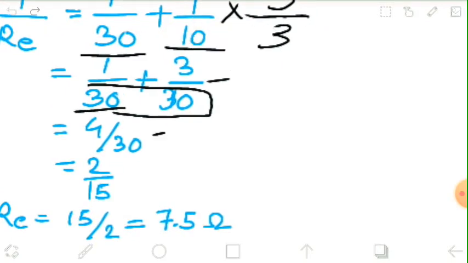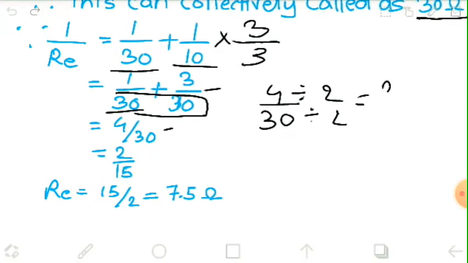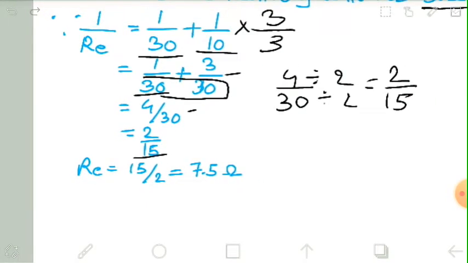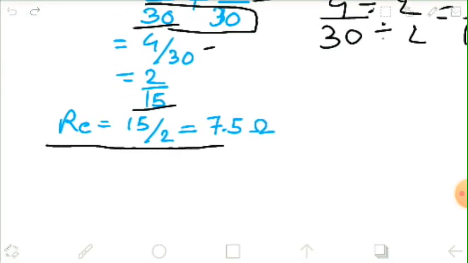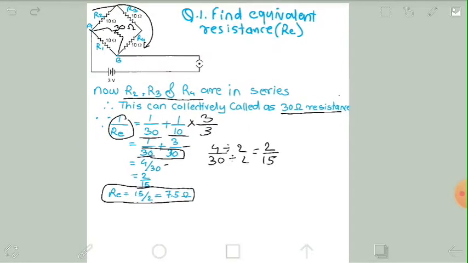Therefore, finally we have written here 4 by 30, and the numerator and denominator were divided by 2, that is equal to 2 by 15. Now this 2 by 15 is equal to 1 by Re. Therefore, if we take a reciprocal, we will get Re equals 15 by 2, that is equal to 7.5 ohm. So 7.5 ohm is the equivalent resistance in the circuit. So this is the answer of this question. So let's see the next question, or the next circuit.